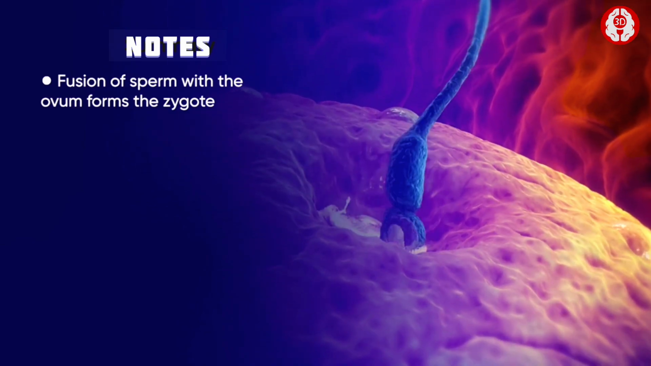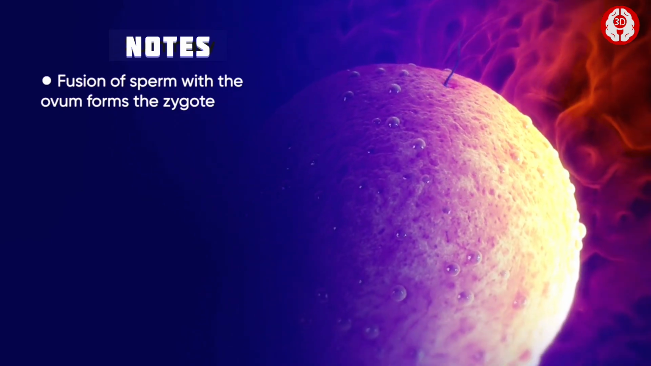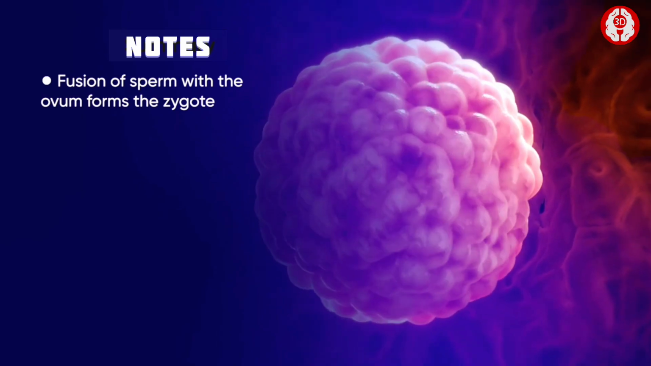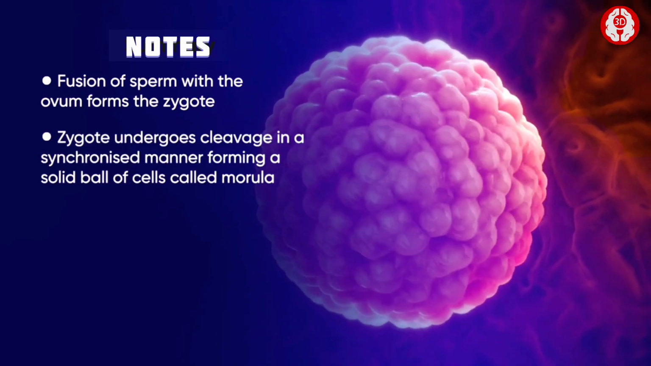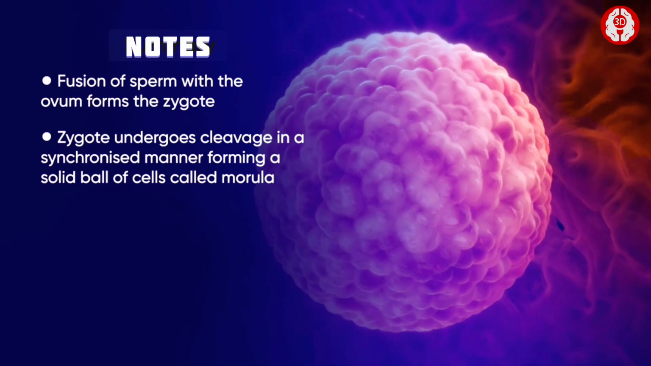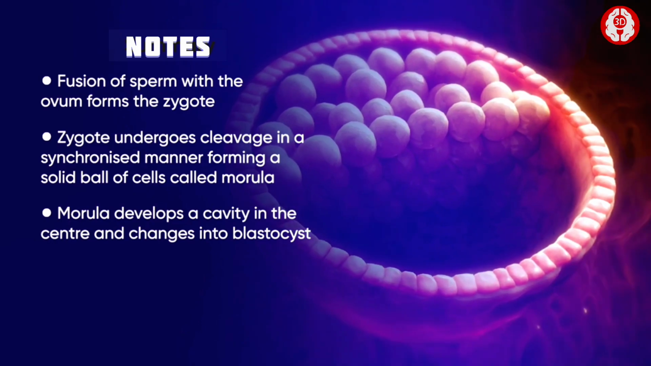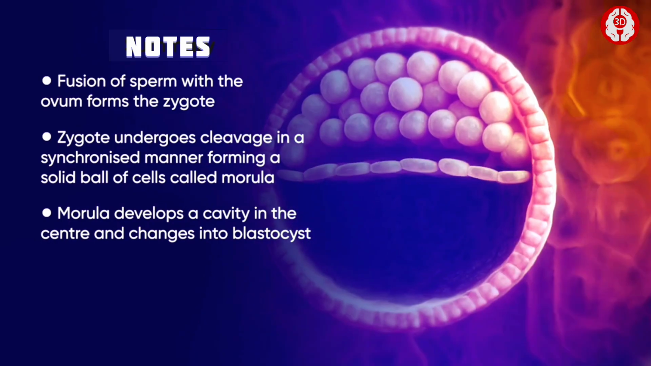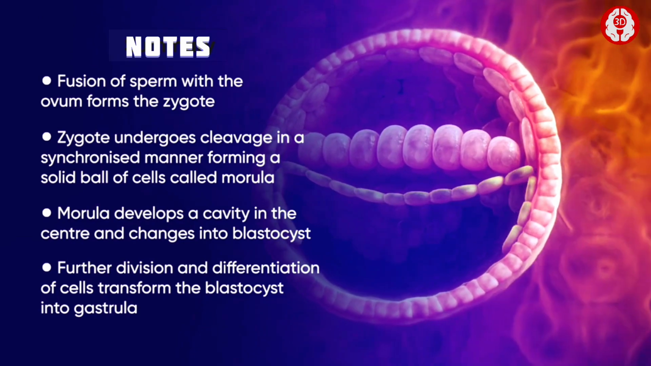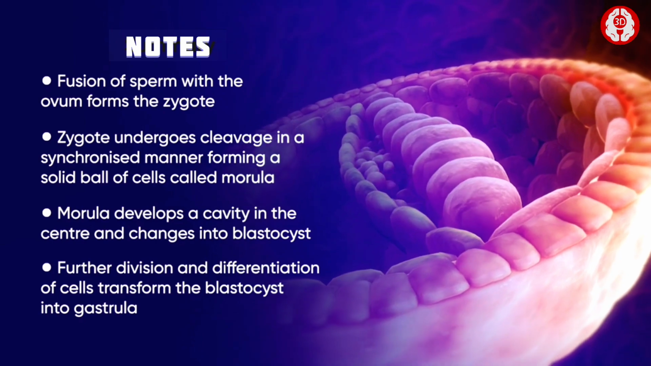This is known as embryonic development. The fusion of sperm with the ovum forms the zygote. This undergoes cleavage in a synchronized manner, forming a solid ball of cells called morula. Morula develops a cavity in the center and is now called a blastocyst. Further division and differentiation of cells transform the blastocyst into gastrula.